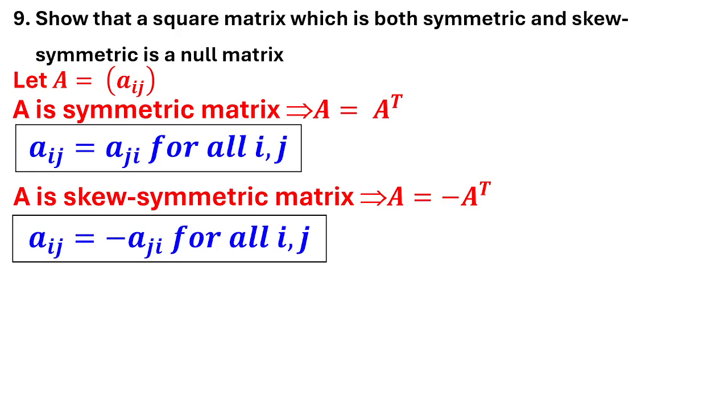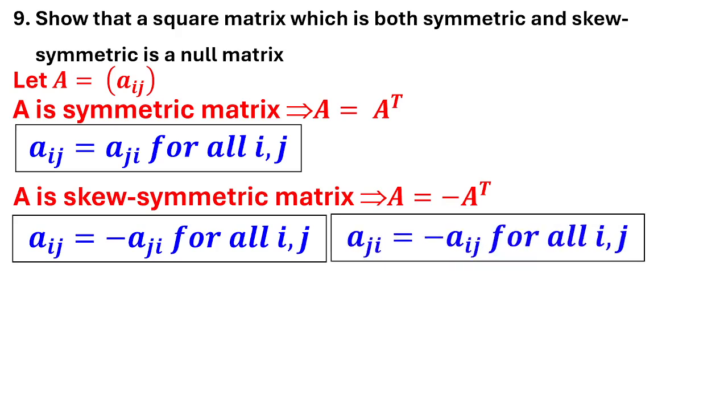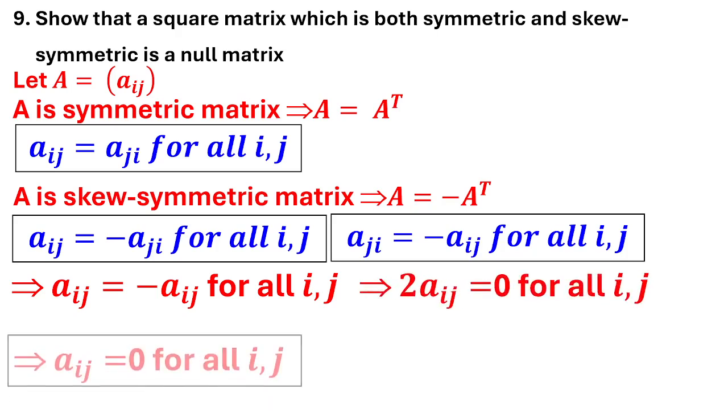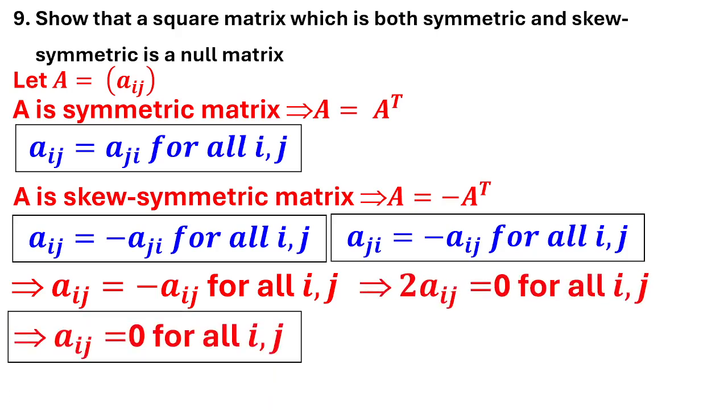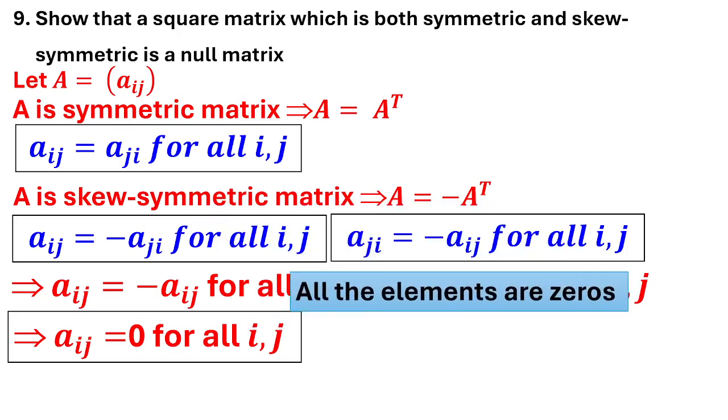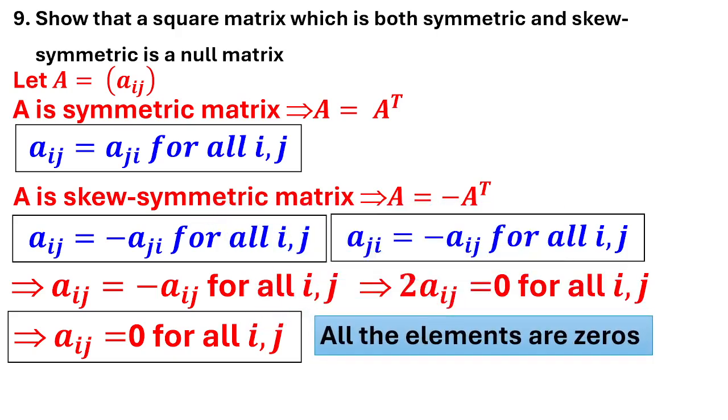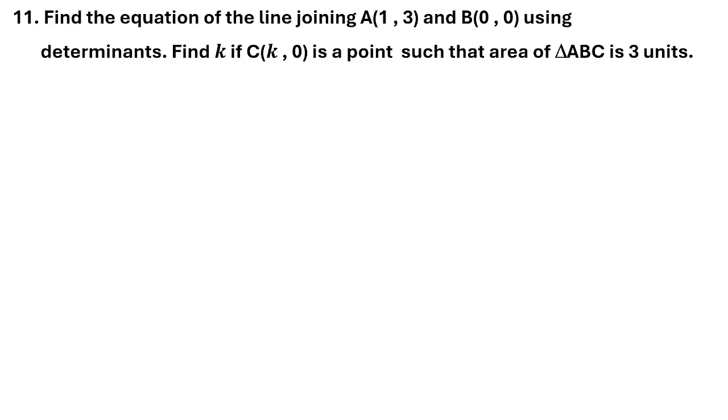Now when you take these two equations, you get that Aji is minus Aij. Therefore, Aij is the same as minus Aij. When you add them, Aij is equal to 0. What is the meaning of Aij is equal to 0? All the elements are 0. For all i and j, therefore it is a null matrix. Very, very interesting result, and it can be asked in the exam, and can be asked in 1 mark also. Be careful.